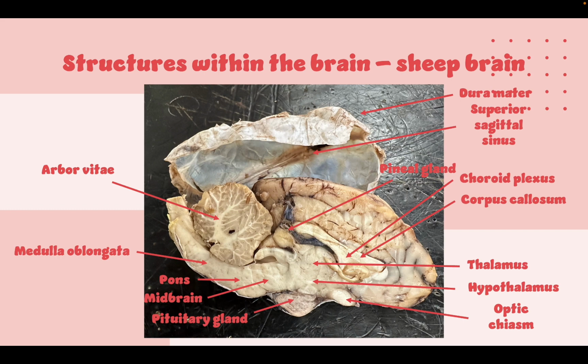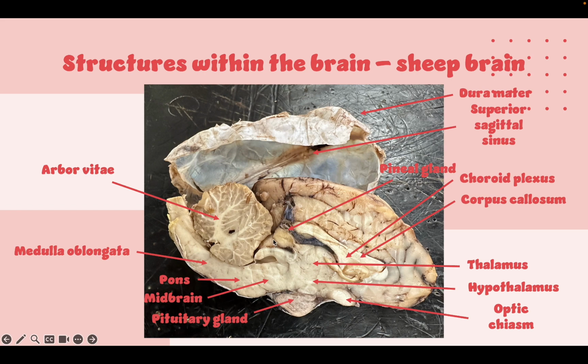So now looking at the sheep brain, we can see the dura mater, which is this structure right here. It's what we peeled off before we dissected. We have our sagittal sinus. Our sagittal sinus drains the blood. That would be right here. And then again, looking at the cerebellum, we can see the arbor vitae, this tree-like structure.